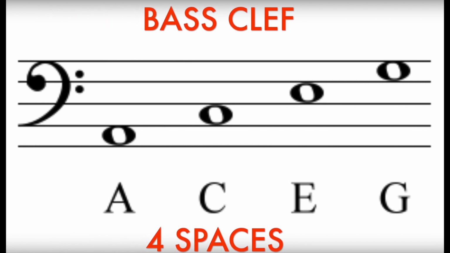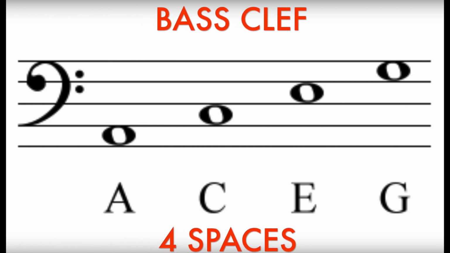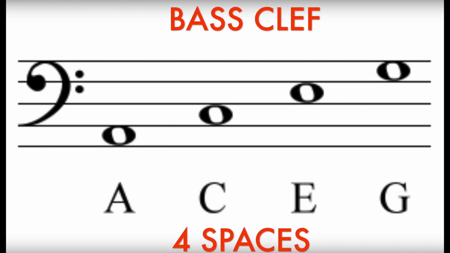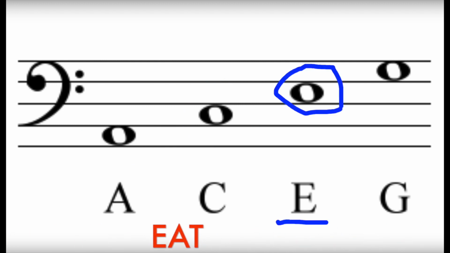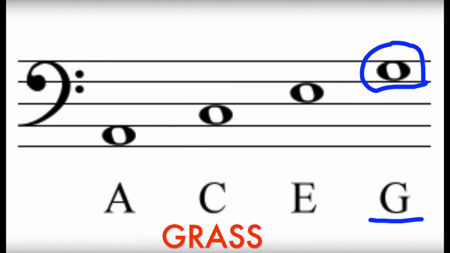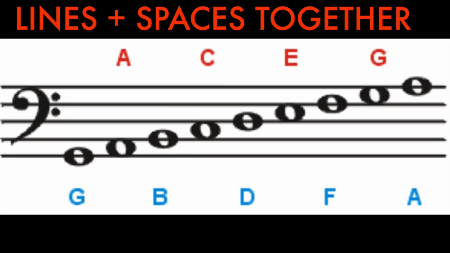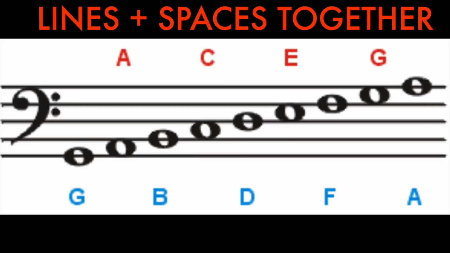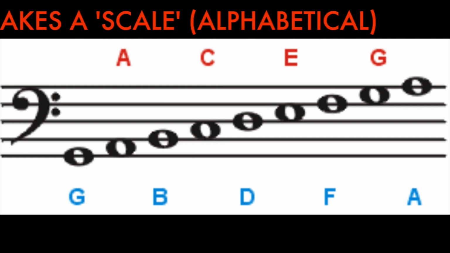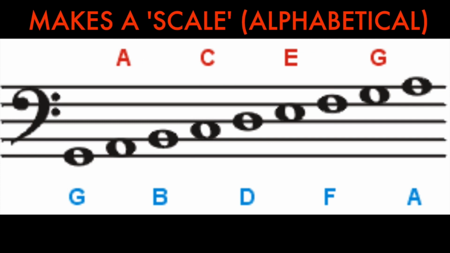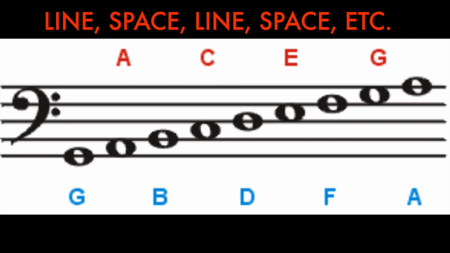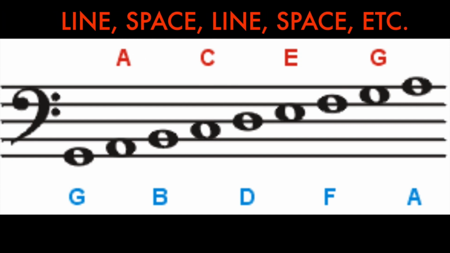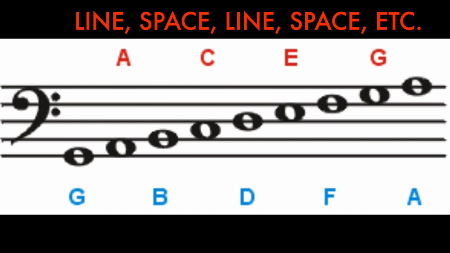Then we have our 4 spaces in between the lines: A, C, E, and G. First space A, second space C, third space E, and fourth space G. When we put the lines and spaces together like the treble clef, we make a scale which is alphabetical. In this case, G, A, B, C, D, E, F, G, and A. And line, space, line, space, line, space, and so on.